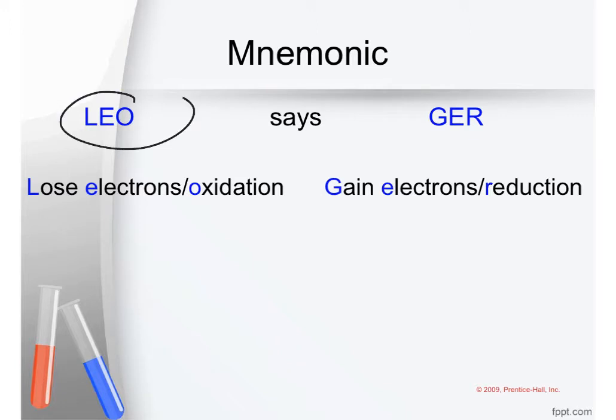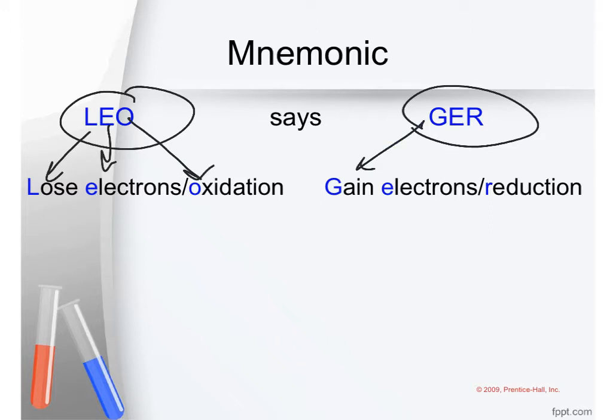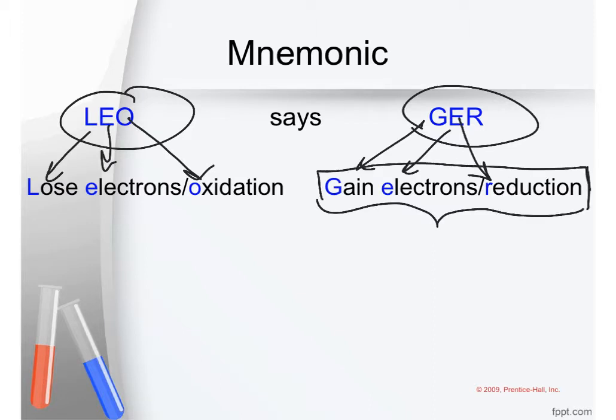A mnemonic for remembering that, there are several, but the one I like is LEO says GER. If you lose electrons, you have been oxidized. If you gain electrons, you have been reduced. Students always tend to get a little confused by this because gain doesn't sound like reducing, right? They seem like they're diametrically opposed, so just pay attention to that.